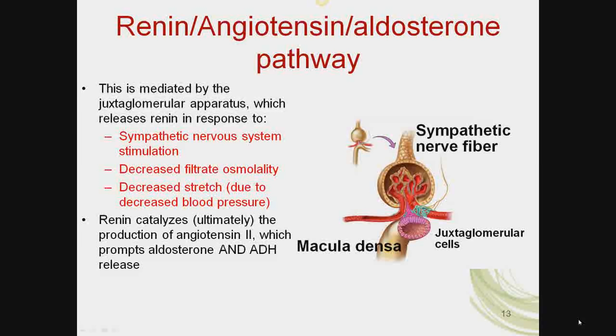In the first segment, you just learned about how ADH is part of one of three mechanisms that will increase blood volume and blood pressure. The other two mechanisms are the renin-angiotensin-aldosterone pathway, also known as the RAA pathway, and the sympathetic nervous system. Again, all three mechanisms, ADH, RAA, and sympathetic nervous system, are going to increase blood volume and therefore blood pressure.